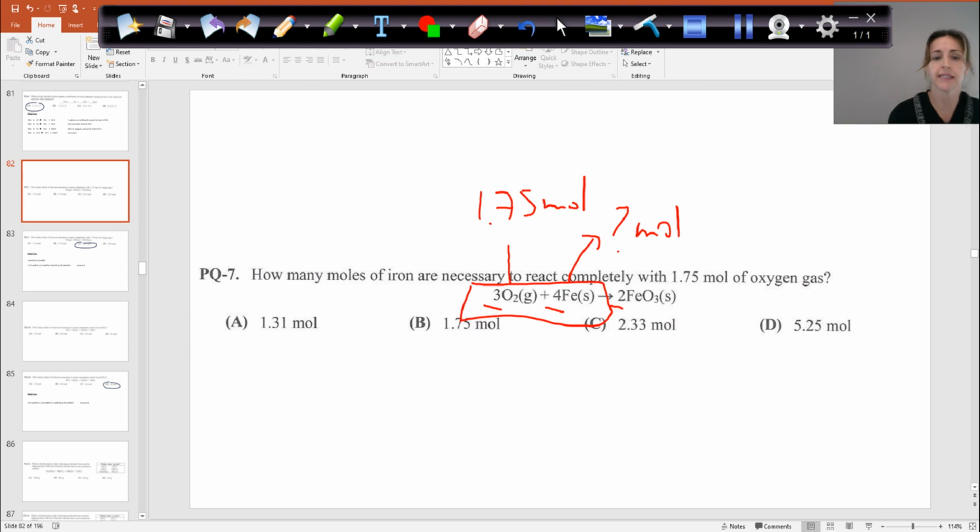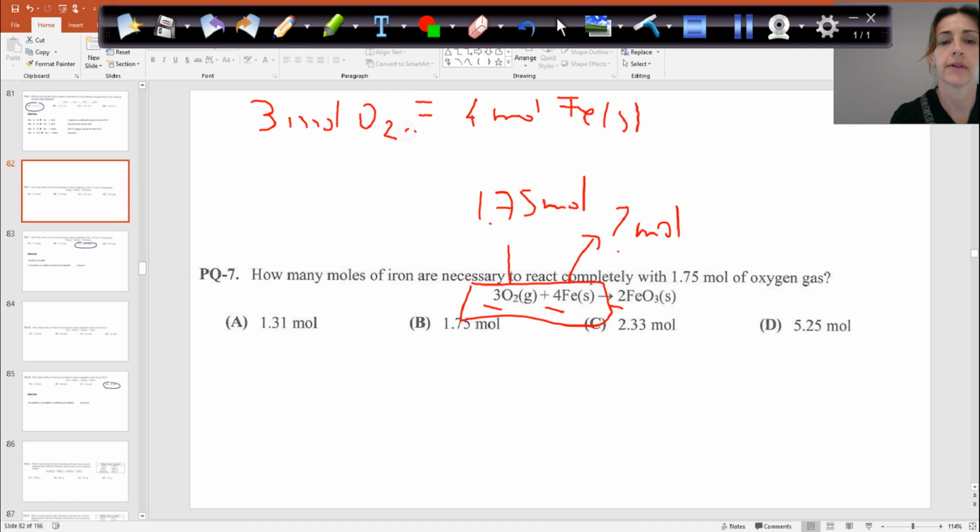So what this tells us is that for any 3 moles of O2, you are going to need 4 moles of solid iron. We created this kind of fake equality, and you convert that into a conversion factor. So I have been given 1.75 moles of O2.